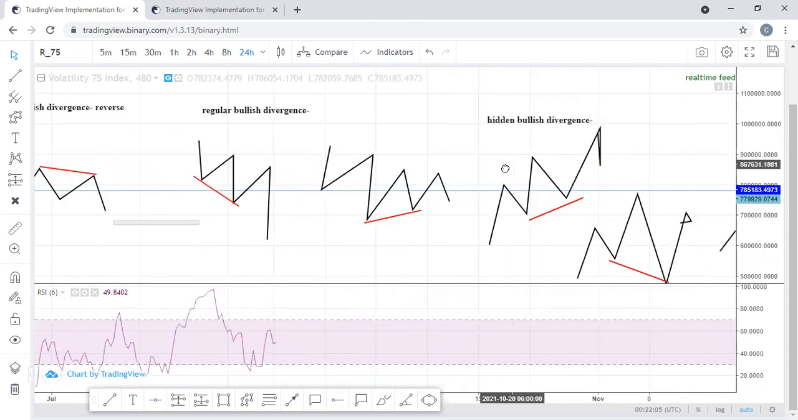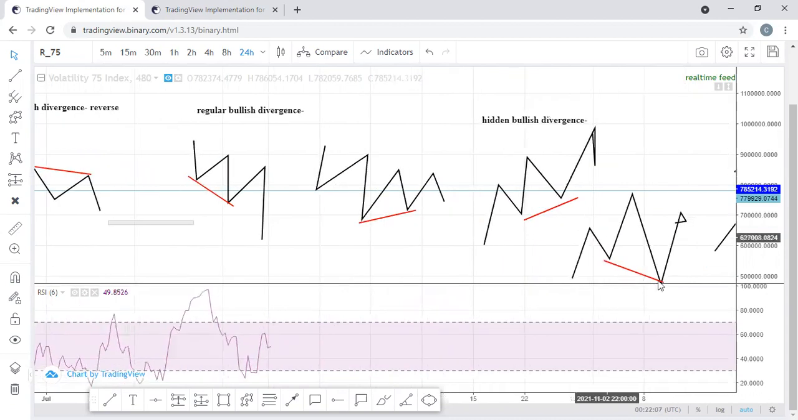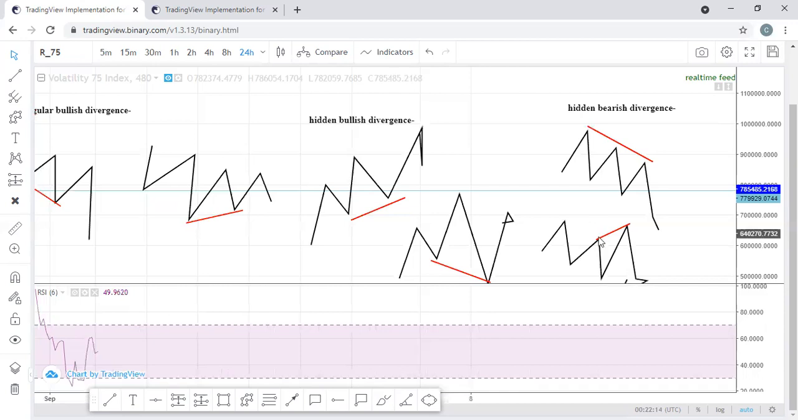Hidden bullish, the market is making a high, and as we saw on that chart, the indicator was making a different thing, right? While the hidden bearish, the market is doing this, and the indicator is making a sharp difference. So the market is going to continue selling. Hidden is for continuation, while regular is for reversals.